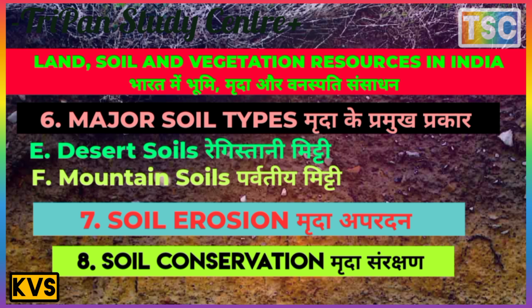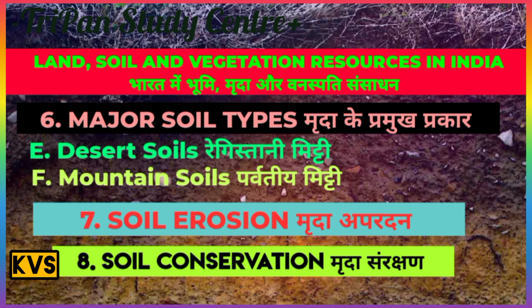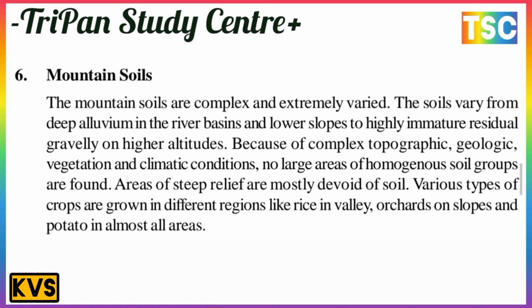The next one is mountain soil. Mountain soils are complex and extremely varied. The soil is deep alluvium in river basins and lower slopes, highly immature, and residual gravelly at the higher altitudes. Because of complex topography, geology, vegetation and climatic conditions, no large area of homogeneous soil group is found. Areas of steep relief are mostly devoid of soil.